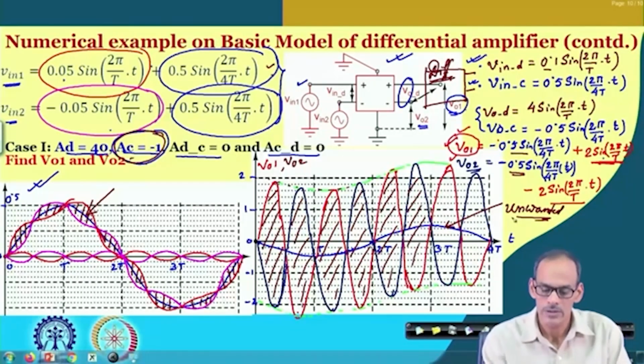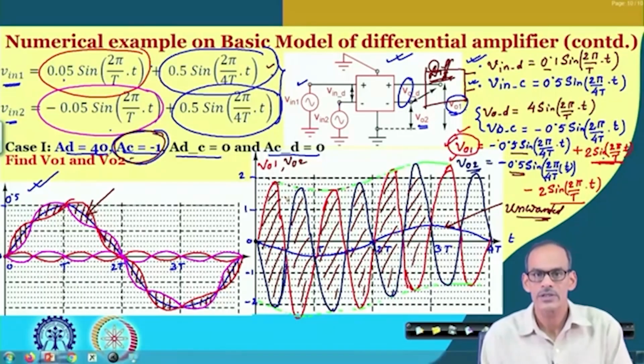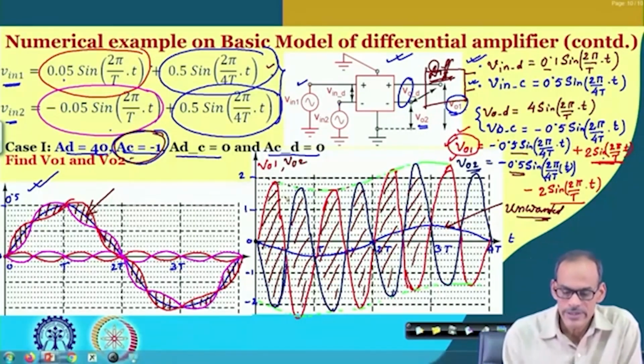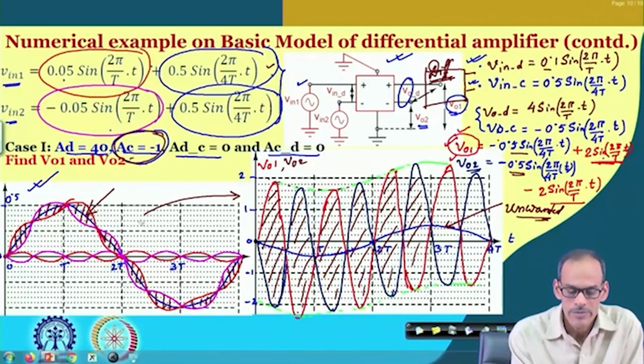We can get the sinusoidal signal, which is primarily the wanted signal, whose frequency is 1 by capital T, and practically only that signal will be available. So, that is the basic characteristic we are expecting out of the differential amplifier, namely this pair of inputs getting converted into this kind of output.